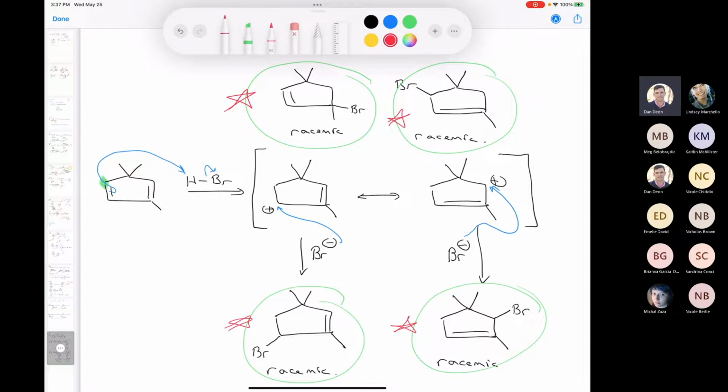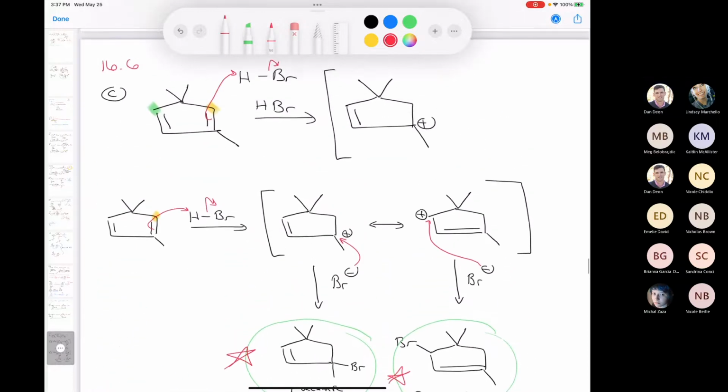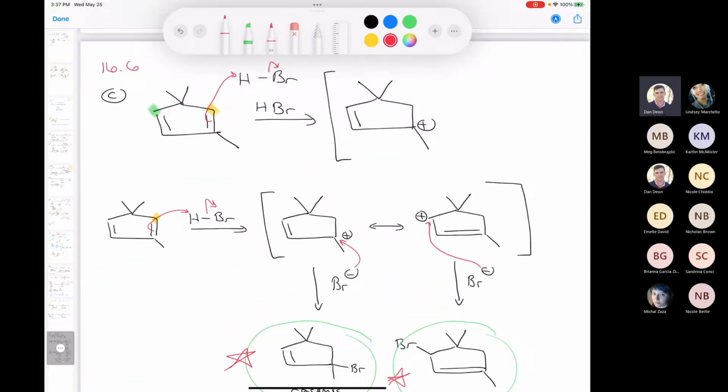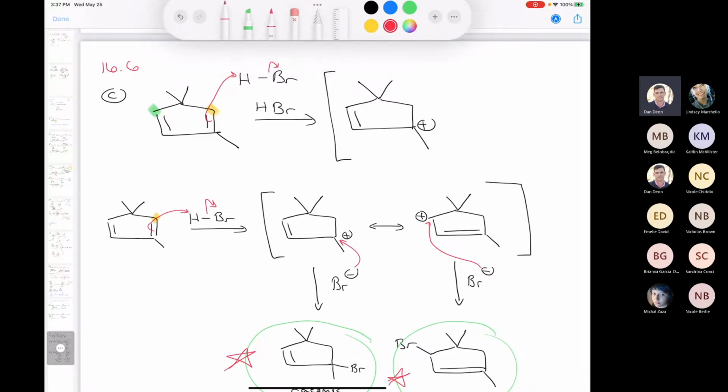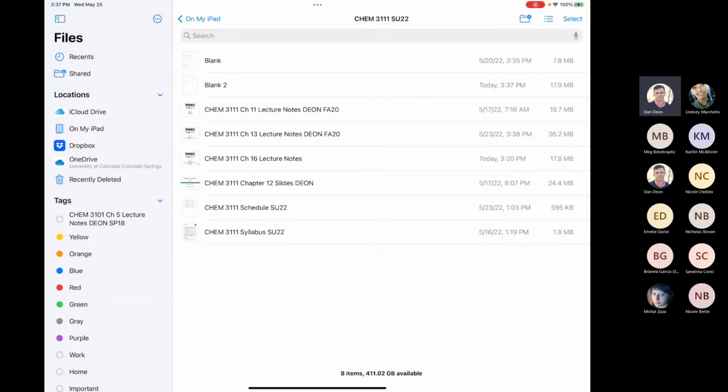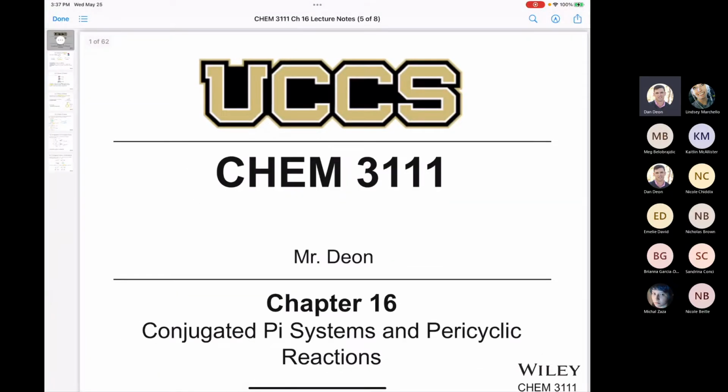There we go. Again, not an easy problem, but if you follow the stepwise approach, you'll definitely get all the products. So I recommend giving these some serious practice before stepping into the quiz. Well, let's move on and talk a little bit about pericyclic reactions. So let me go back to my slides here.